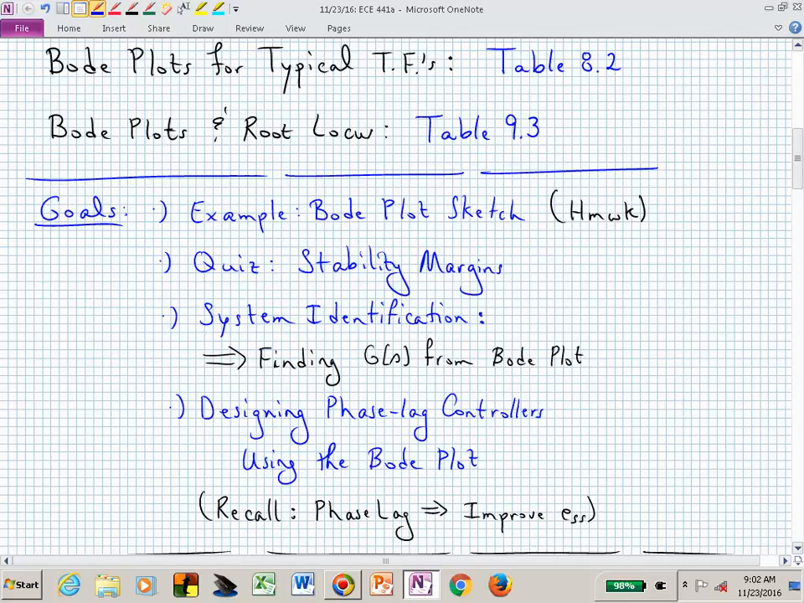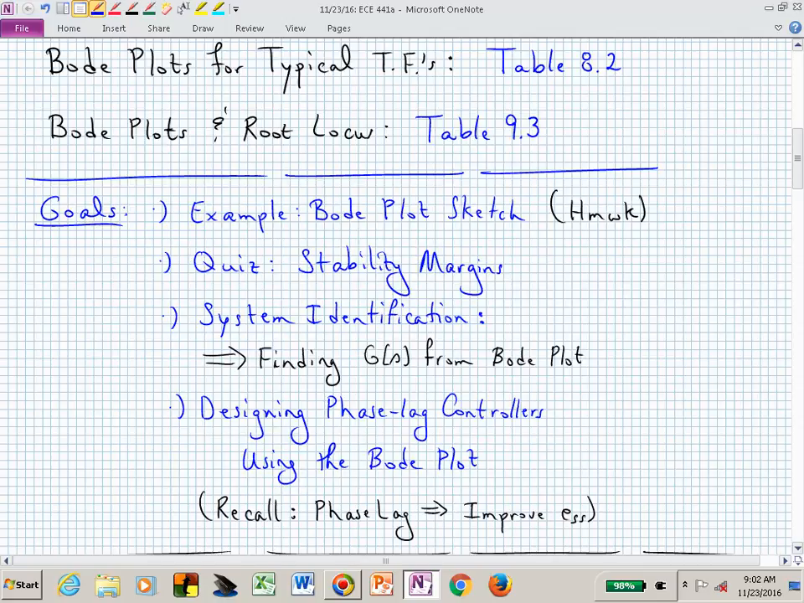Then we will have a quiz. Since it's the last day before a break, everybody gives a quiz to make sure the attendance is here. So we'll stick with that theme, and that will be on stability margins.